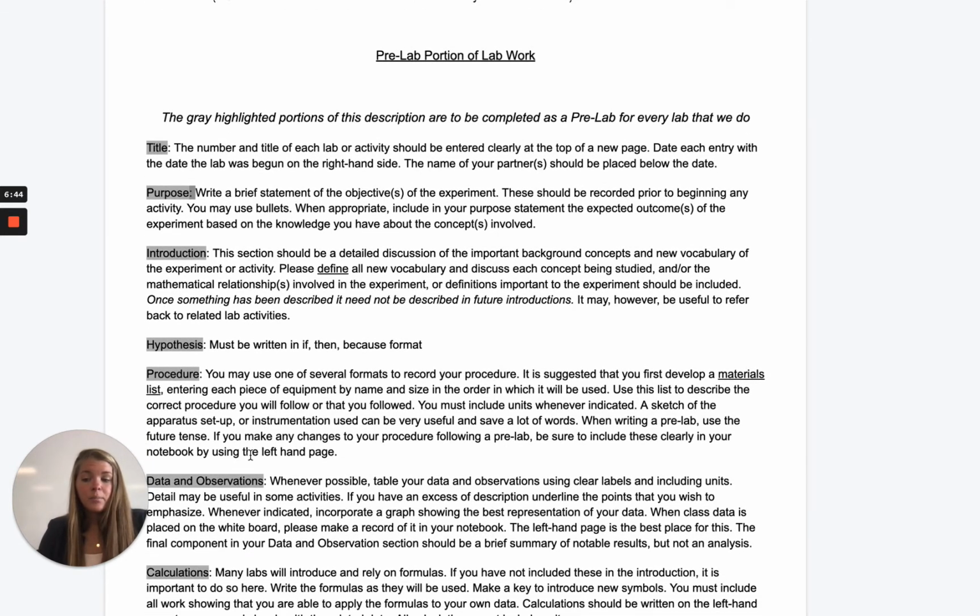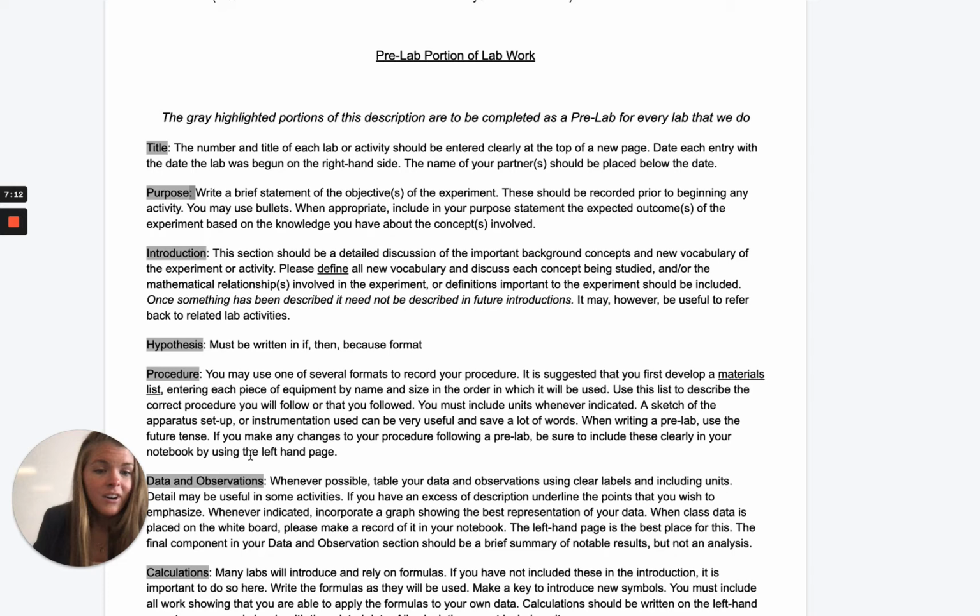Next part is the procedure. For some labs, I'm going to have you include a procedure, and for others, I'm not. For this lab, I provided you the procedure for every single lab. So I'm not going to have you just regurgitate the information back to me and rewrite exactly what I gave to you. For this lab, you can skip the procedure. I'm going to say that again. You do not need to write the procedure in your lab notebook for the conservation of mass lab.